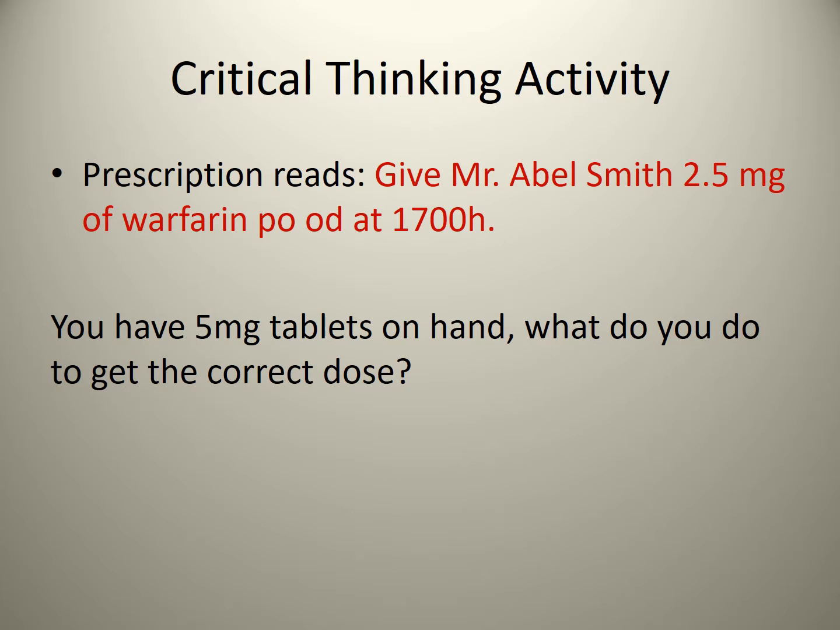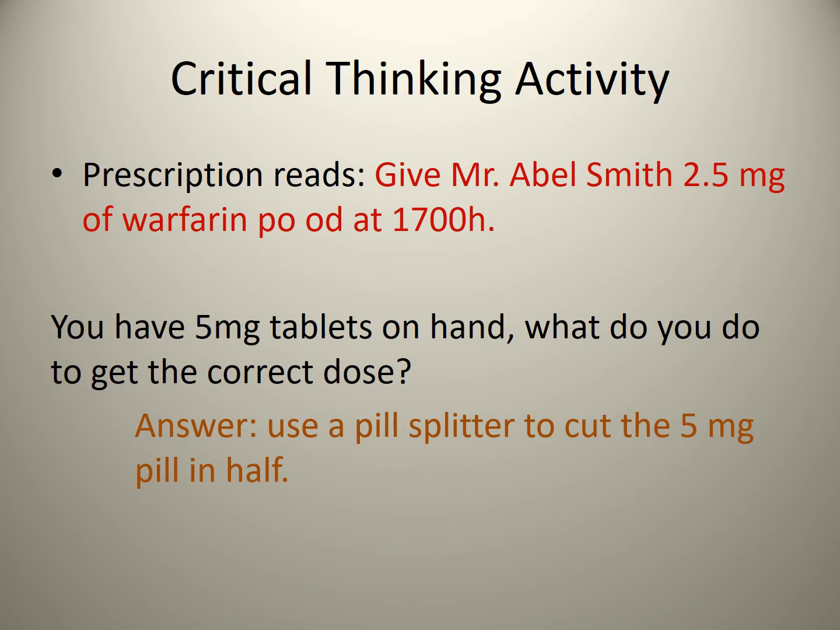Now we have a critical thinking activity. So your prescription reads, give Mr. Abel Smith 2.5 milligrams of warfarin PO at 1700 hours. You have 5 milligram tablets on hand. What do you do to get the correct dose? You use a pill splitter, cut the 5 milligrams in half, at the serrated divot, and that will give you 2.5 milligram doses.